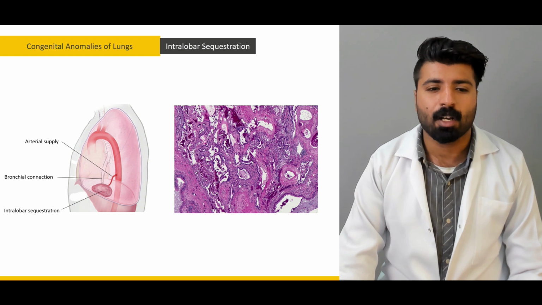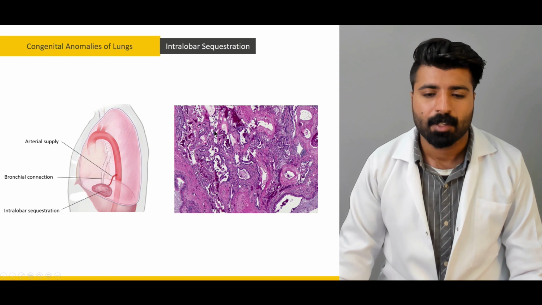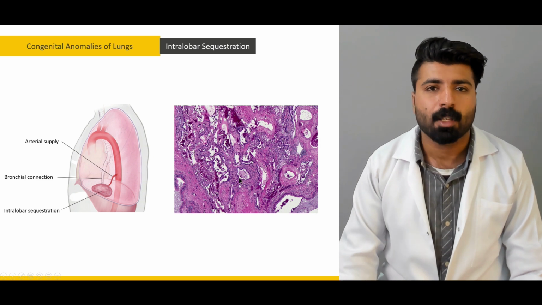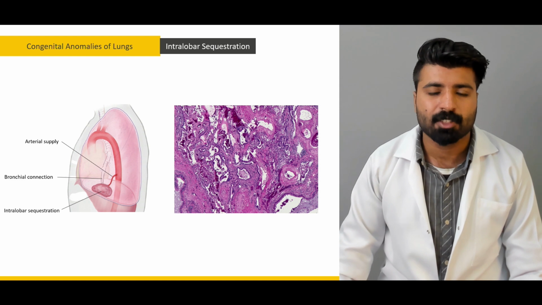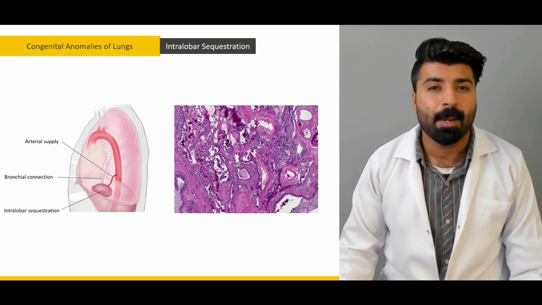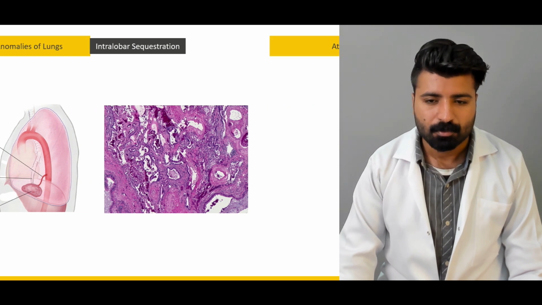This is how you see the interlobar sequestration on the histological slide. As you can see, it's getting its fair share of blood supply, but it's not working as a lung parenchymal tissue or respiratory tissue because it does not have any kind of cells which may participate in the gaseous exchange.